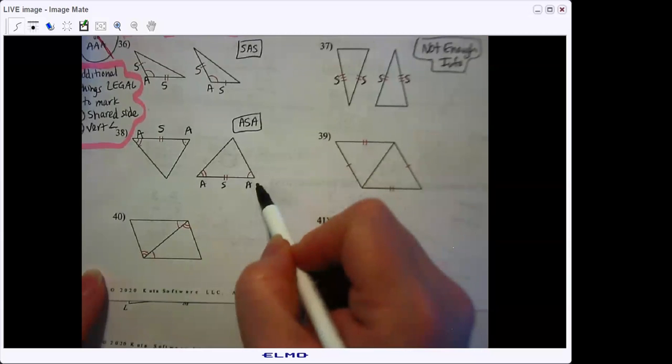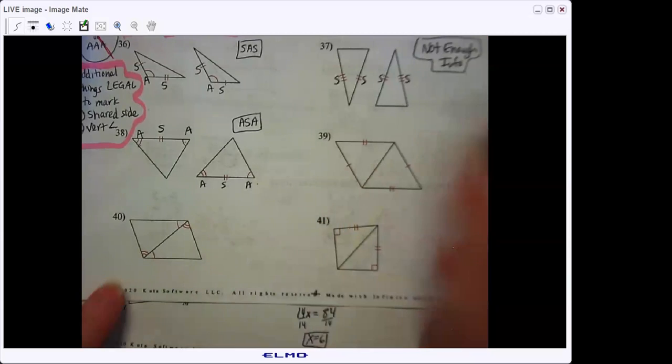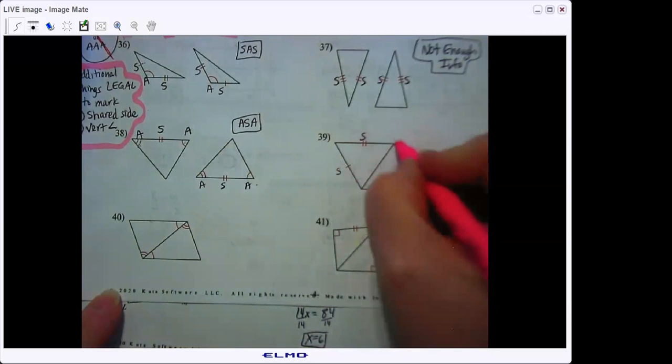Okay, so if you said I don't know, let's look at all you really need to understand for this. The tick marks are sides and the arc marks are angles. So a tick mark is a side, a tick mark is a side, a tick mark is a side, and a tick mark is a side. The only thing special about this one is that it has a shared side. This is a shared side.